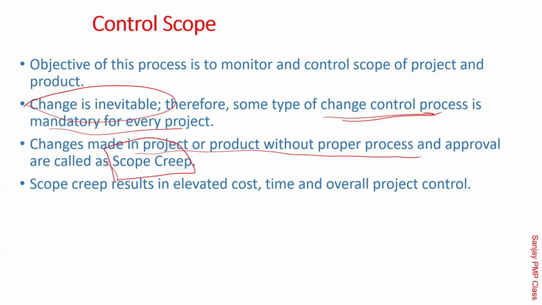So change is not a problem. Scope creep is a problem, which means changes happened in a subtle way. I use that word, subtle way. Scope creep results in elevated cost, time, and loss of overall project control. Do you agree to that last statement?